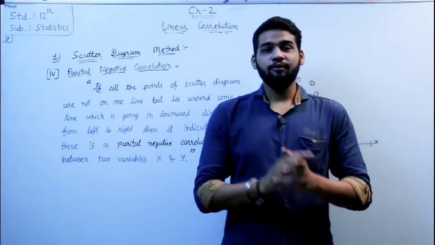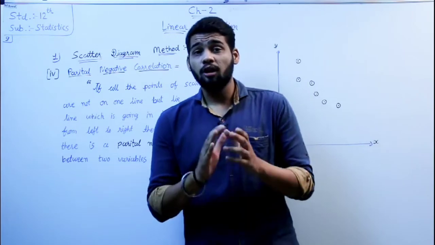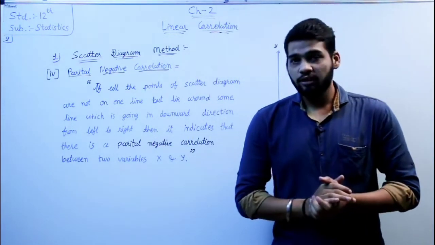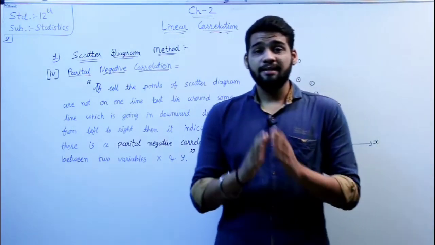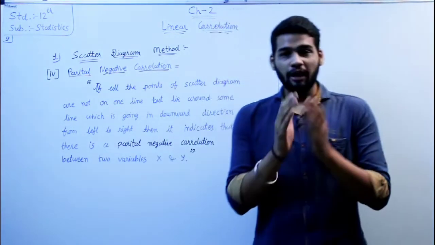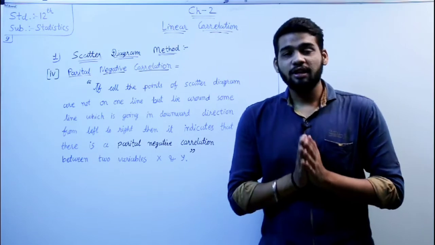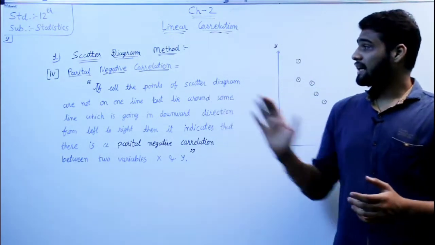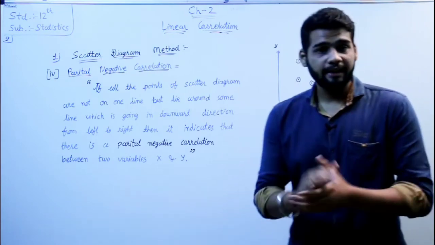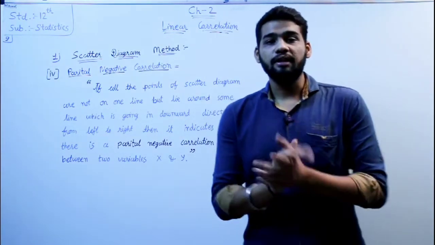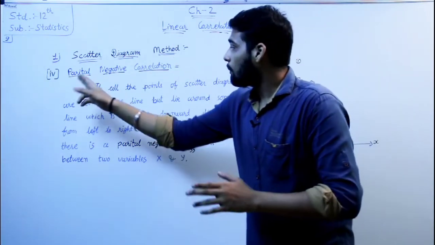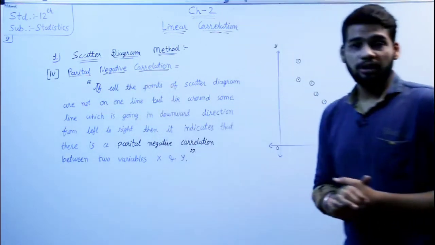In the previous lecture we discussed two types of scatter diagram. First one is perfect negative correlation and second one is partial positive correlation. So I hope you all have understood. Okay, so in today's lecture we will discuss the last two types of scatter diagram method: partial negative correlation and lack of linear correlation. Okay, so first we will see partial negative correlation.